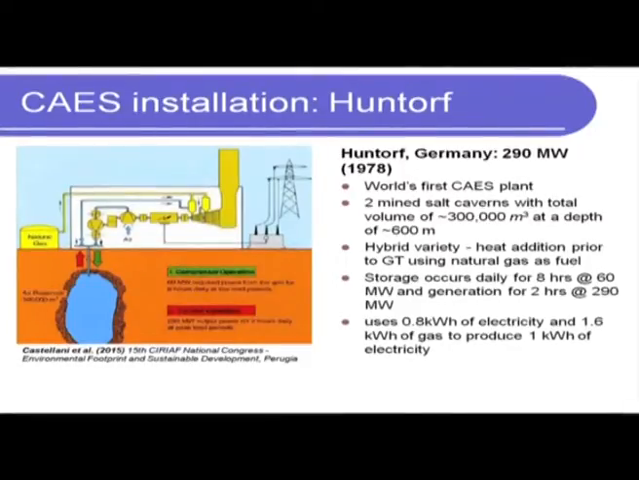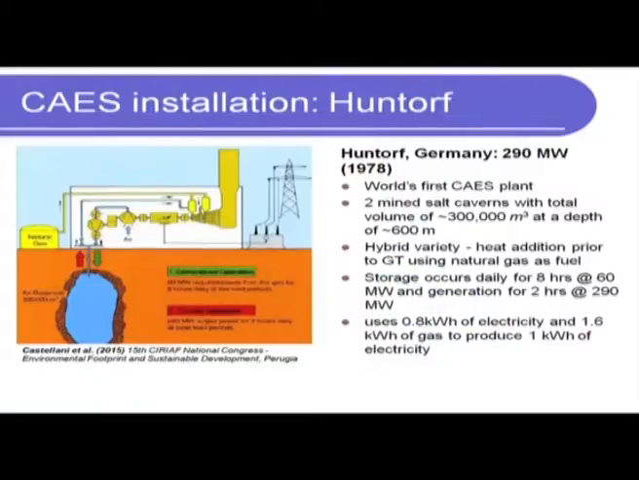All right. So, that is what it is. This is the Huntorf installation, and you can calculate the efficiency from these numbers. I will leave it to you to calculate. It is 1 kilowatt hour, and to produce that we are using 1.6 plus 0.8, which is 2.4. So, we can calculate the efficiency.